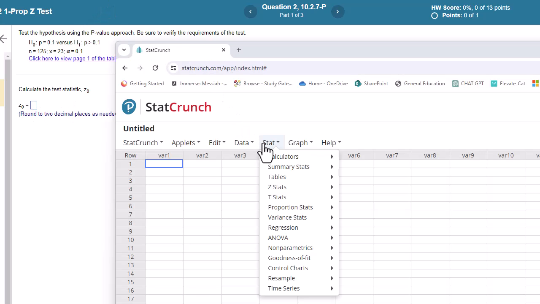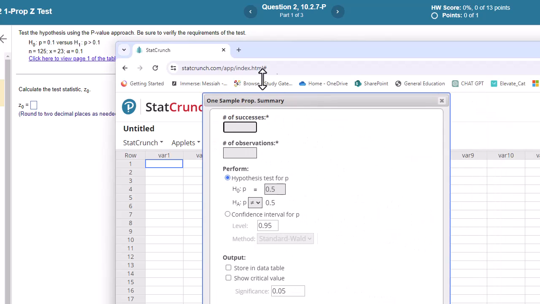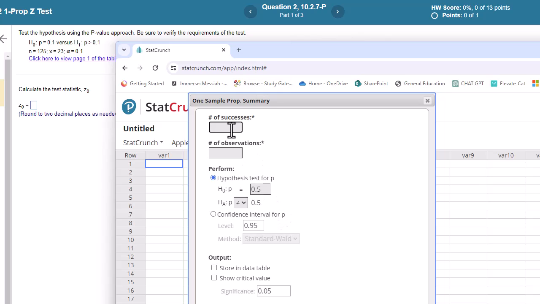So within StatCrunch, we're going to go to Stat, Proportion Stats. We have one sample and we just have the summary data. Okay, so the number of successes was x, which is 23, all over 125. This is sort of a context-free problem. So not my favorite, but just to get you started.